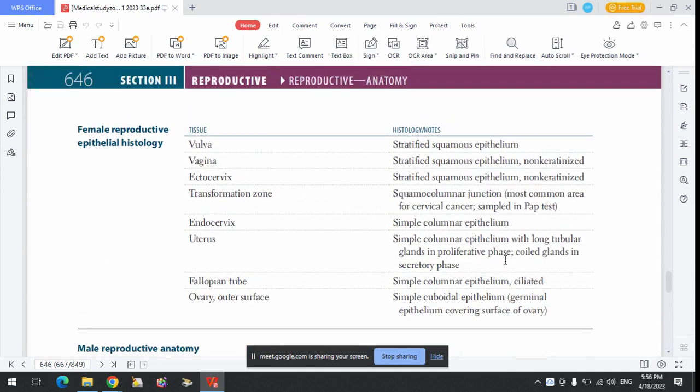Then it's very important for us to familiarize ourselves with the histology of the epithelium. The vulva, the vagina, and the ectocervix are the same thing. The vulva is the outermost layer, the vagina follows, then the ectocervix is the part directly posterior to the vagina. The three of them have stratified squamous epithelium, which is non-keratinizing. That's what you find there.